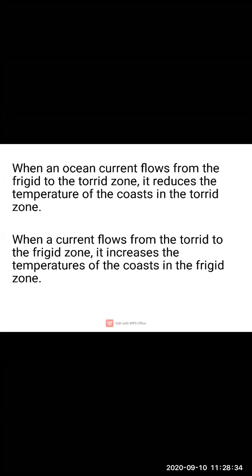Children, when the current flows from the torrid to the frigid zone, so from the equator towards the north pole and south pole, it increases the temperature of the coast in the frigid zone. Why? Because the torrid zone's temperature is hot and dry, while the frigid zone's temperature is cold. So when these ocean currents travel from torrid to frigid, they increase the temperature of the coasts in the frigid zone.